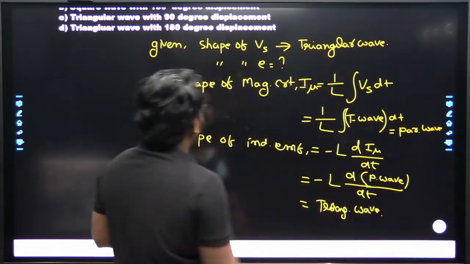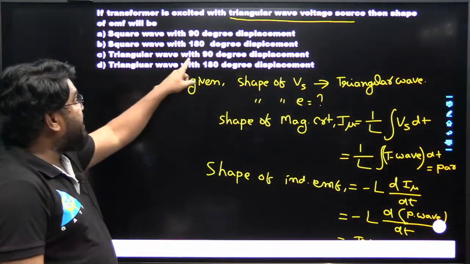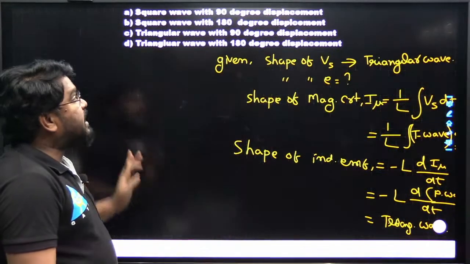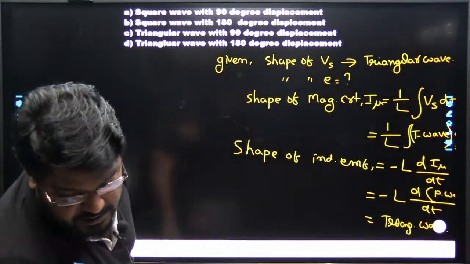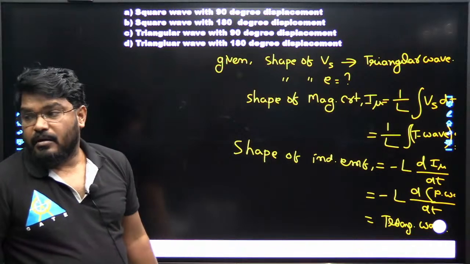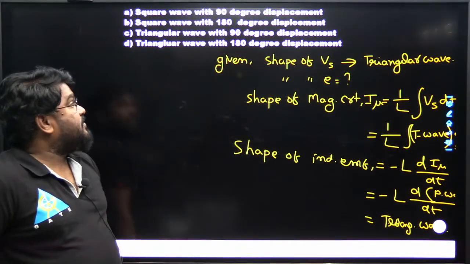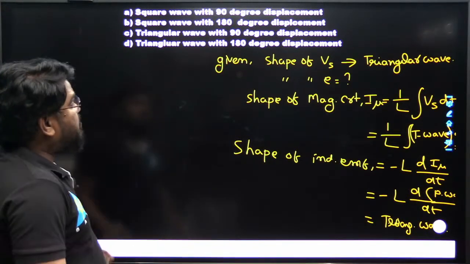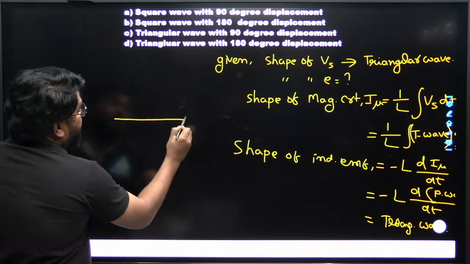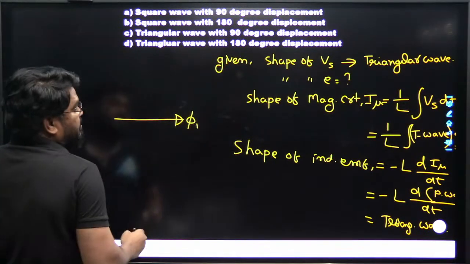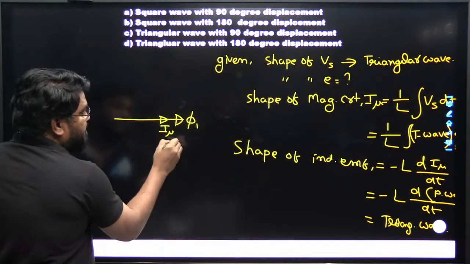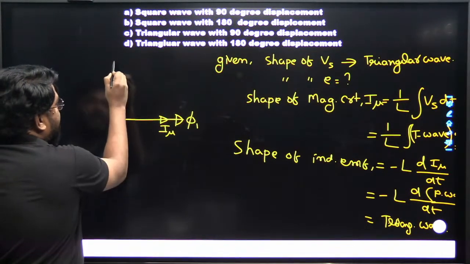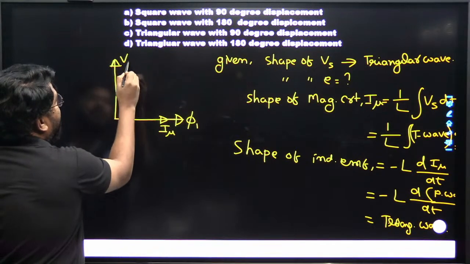Now the question is, we have two options: triangular wave with 90-degree displacement and triangular wave with 180-degree displacement. Which one is correct? Initially I have already mentioned that the magnetizing current is in phase with the flux phi 1. The transformer is of purely inductive nature, so the magnetizing current lags the applied voltage by 90 degrees.